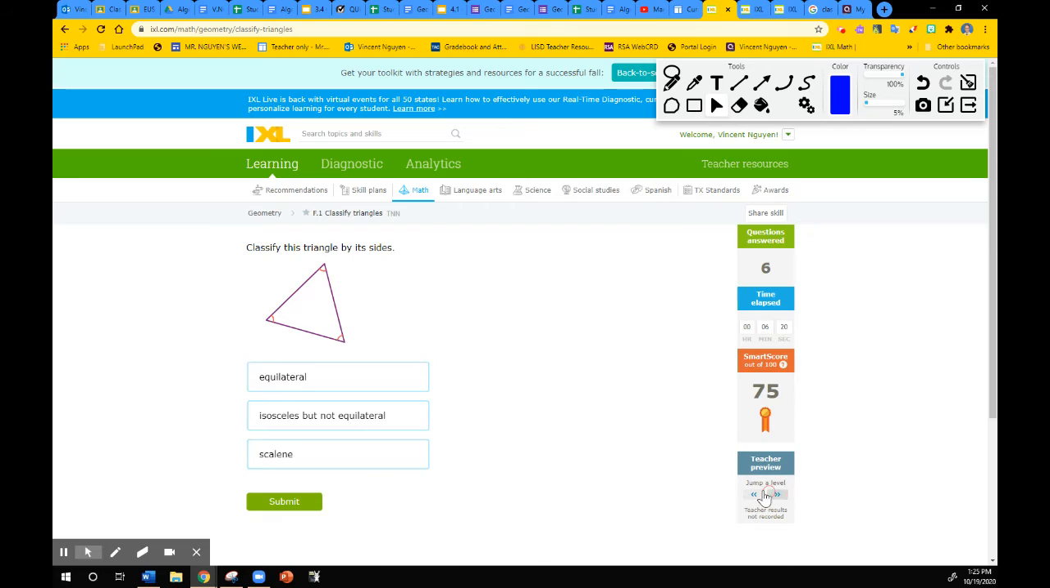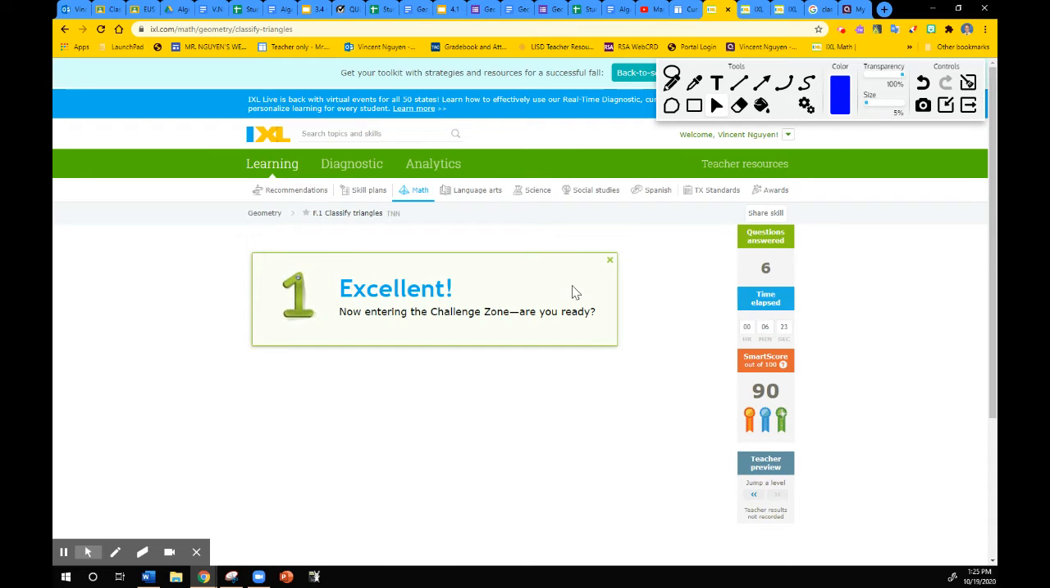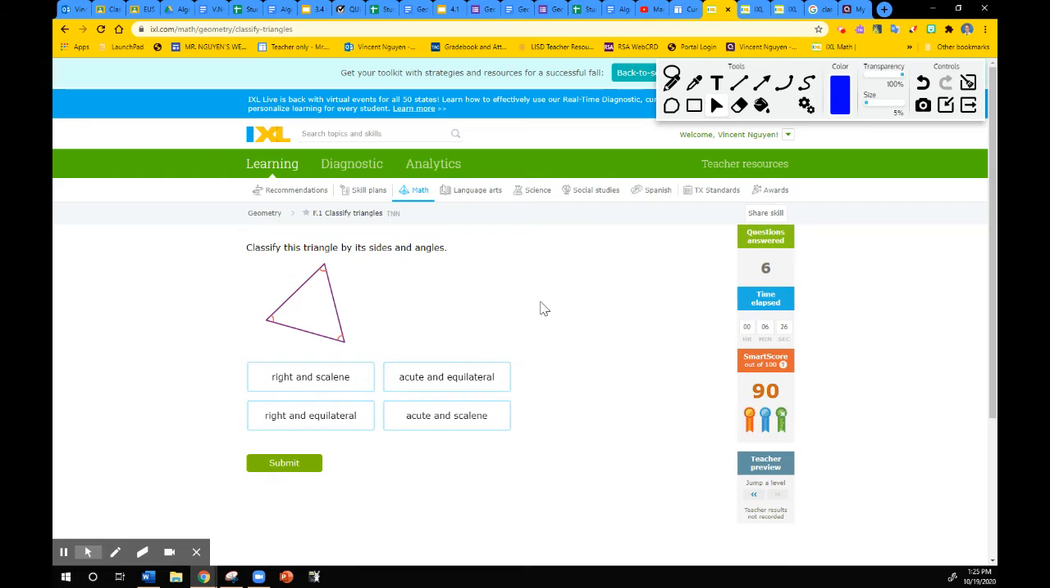All right, let's skip so that we can see that you're going to have to know how to classify them by combination, okay? So if you notice the names on these things, acute equilateral, acute scalene, right equilateral, and right scalene, notice the angle goes first and then the sides. Okay, so the direction should have been swapped around because now it's confusing to students. So we always put the angle first and then the side if we are to classify them in combination.